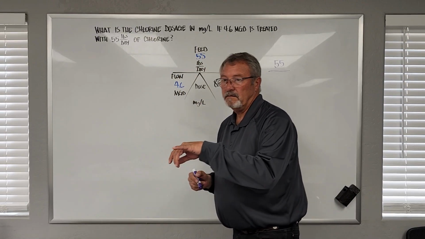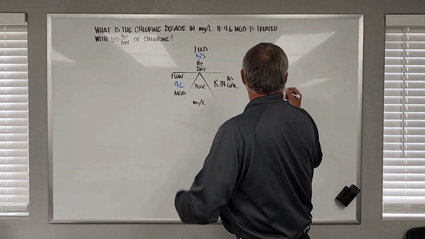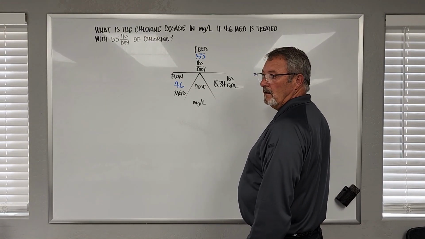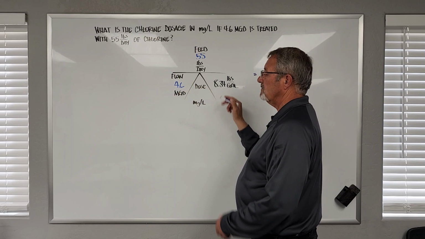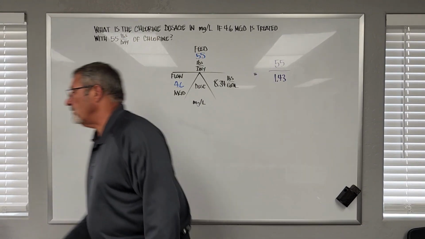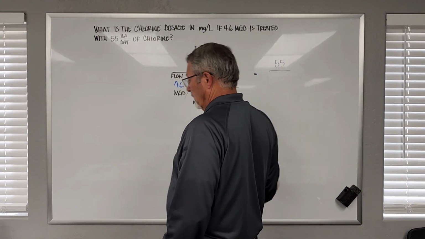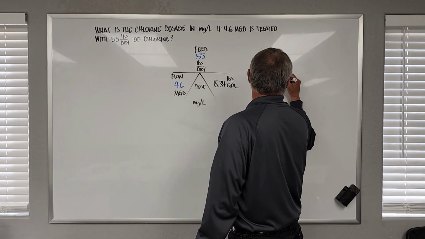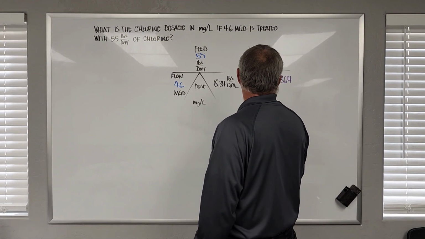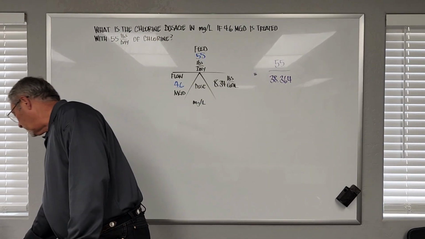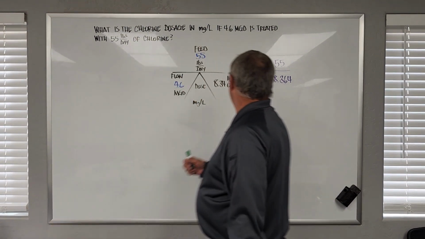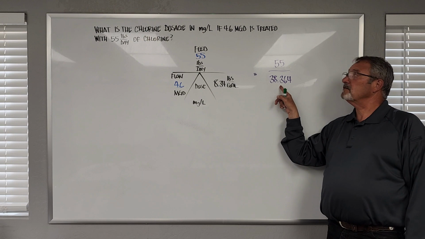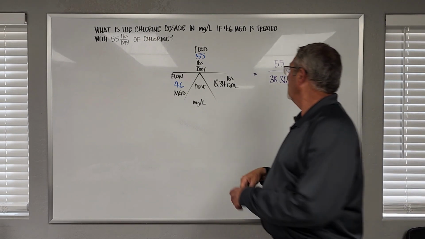Who just did the calculation? You get 1.43. Wait, no, what's 4.6 times 8.34? That's what I'm asking for. Oh, I'm sorry, 38.364. I was jumping ahead. Okay, that makes a lot more sense. You already took 55 and divided it by 38.364. And what did you get, Edward?